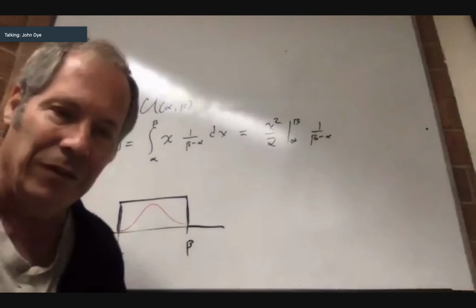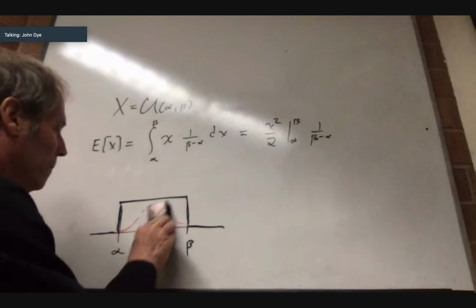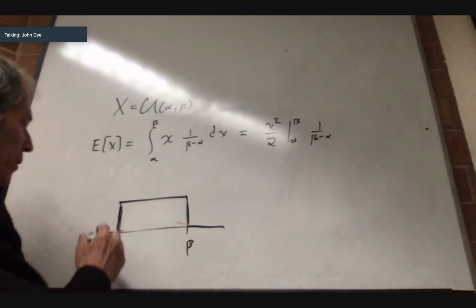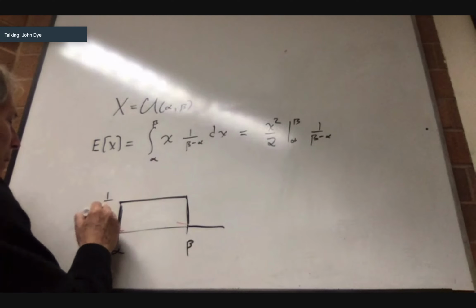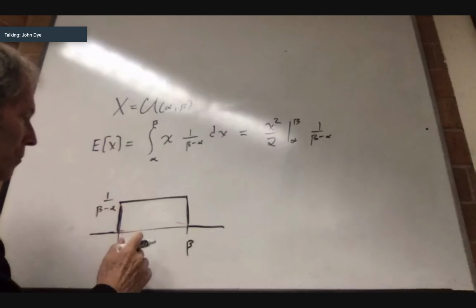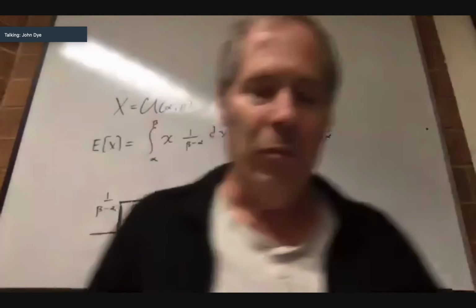No, the curve is really simple here. It's of height what? It's of height 1 over beta minus alpha. So you multiply the two, and you get a rectangle with area 1.